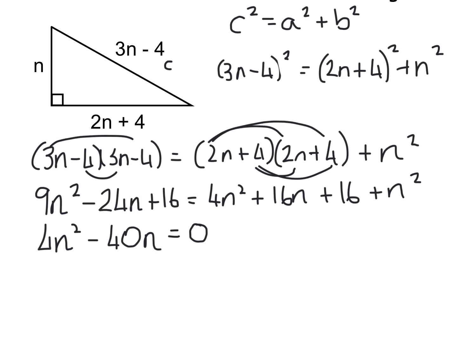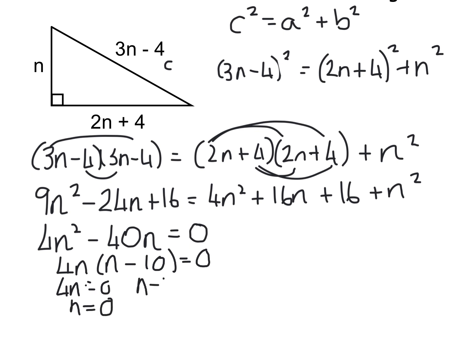So if we take out a common factor of 4n, we will be left with n minus 10 equals 0. And if you break them both up, you'll have 4n equals 0. So n is 0. And you'll have n minus 10 equals 0. So n equals 10. Now, like the last one, one of these isn't possible, which is 0. If n was 0, you wouldn't have any side on this triangle on the left-hand side. So I'm going to write that that is impossible.